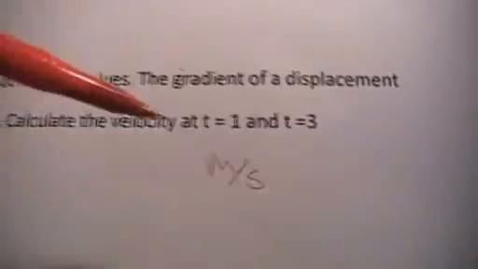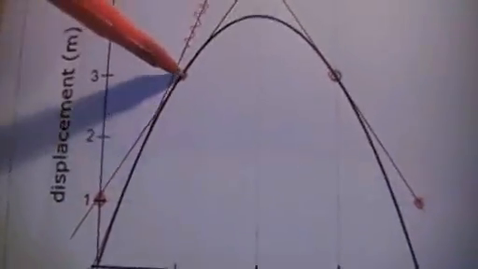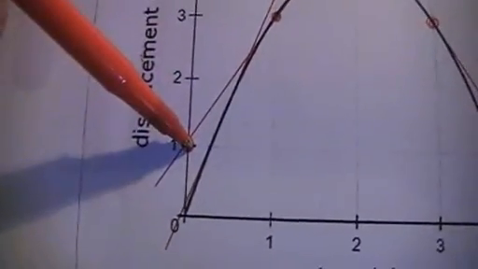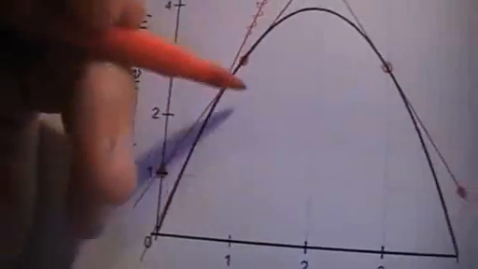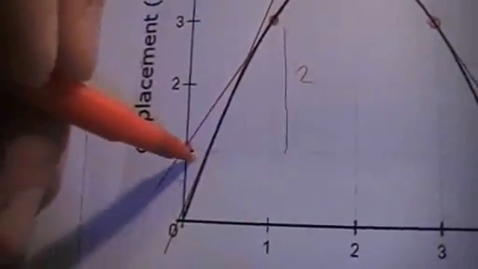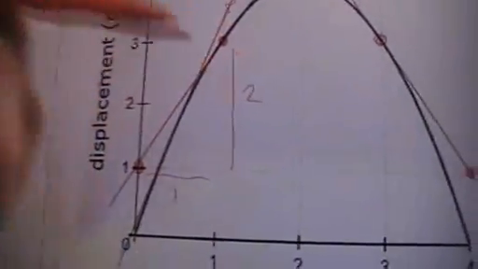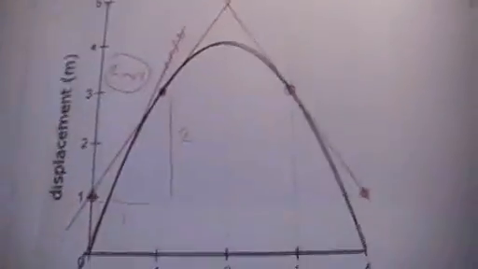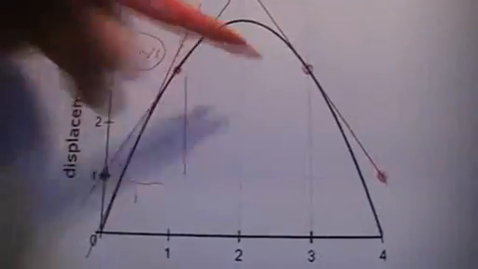Anyway, so if we wanted to calculate the velocity at t equals 1, we go up to it, we get our tangent, which is just touching the line, and then we find two sensible points. This is a very sensible point, (1, 3), and this is another one that the line goes through, (0, 1). So the change in y is going to be 2, going from 1 to 3, and the change in x is 1, going from 0 to 1. So the gradient would be 2. So the gradient at this point is 2 metres per second. So we can use this to find out how fast something's travelling at any point.